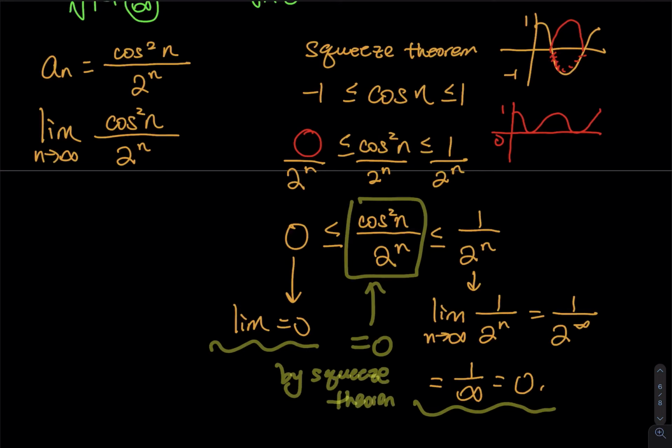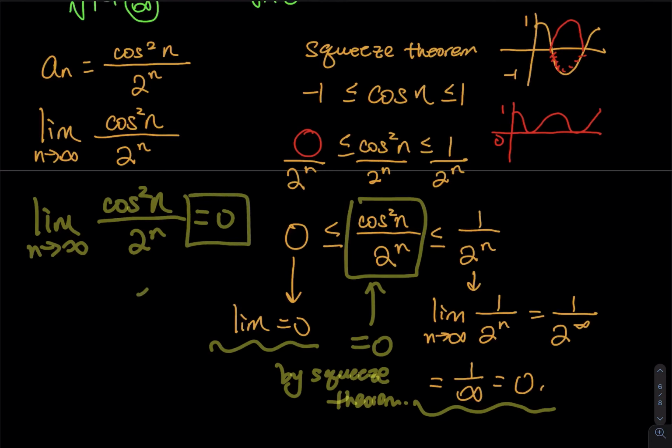So overall, what is a_n equal to? So overall, the limit as n approaches infinity of cosine square n divided by 2 to the n is equal to 0. So since 0 is a real number, we say that the sequence is convergent. So that's how you answer the last question.